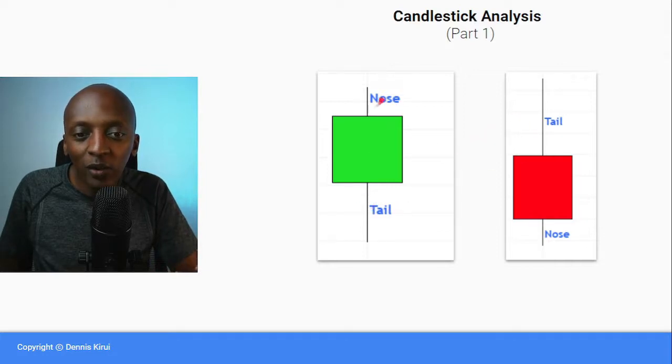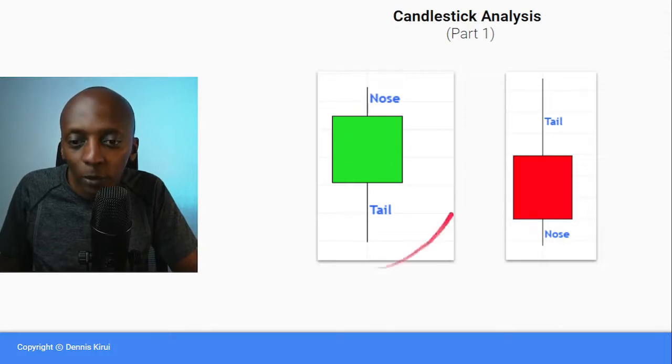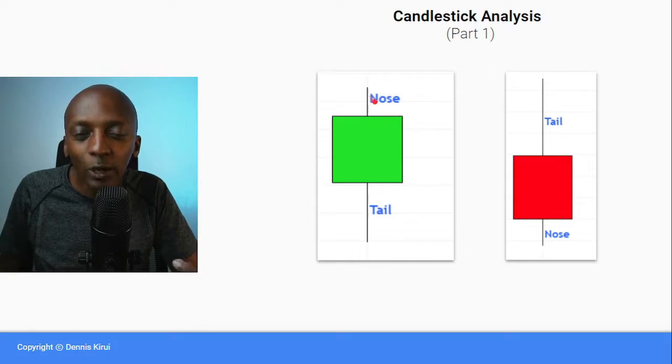As you can see on this chart, in this candle the nose is at the top and the tail is at the bottom, but here the tail is at the top and the nose is at the bottom. You might think maybe it's the color of the candle that determines it, but that is not usually the case. These vertical lines at the top or bottom of the candles are called wicks. The smaller wicks are usually called noses, and the longer wicks are usually called tails. The color of the candle does not really matter, because either can be smaller or larger. This is just for this particular example.